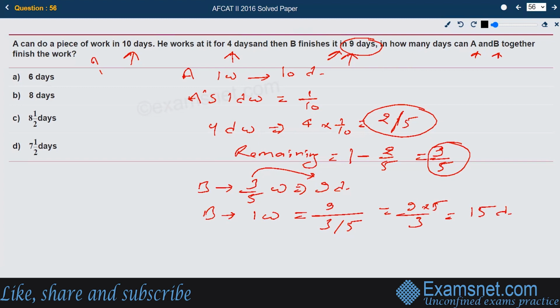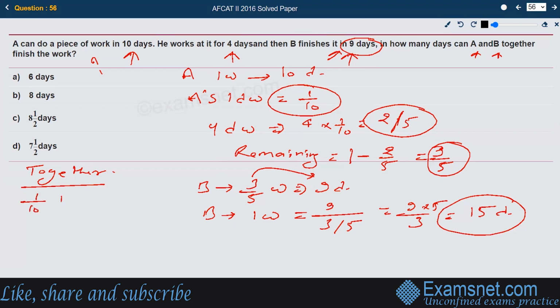Okay, now what he has actually asked is not in how many days B will finish. He has actually asked in how many days they will finish it together. So let's add the 1 day work of A and B. The 1 day work of A was 1/10. If B finishes it in 15 days, the 1 day work of B is 1 by 15. So we'll take 1 by 10 plus 1 by 15. This will be the total 1 day work.